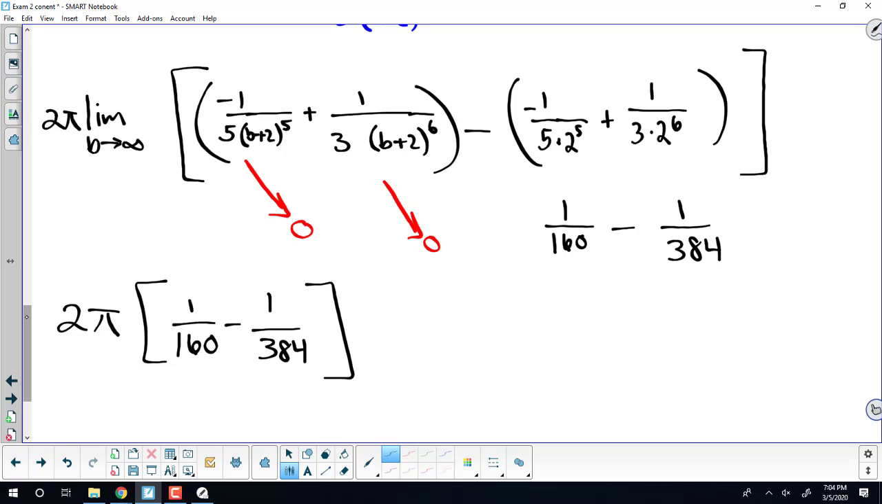What is that? Pi? Do you know that? I have left it as like pi over 80 plus pi over 96. Okay, no, whatever. There's your answer. Some variance to that. But it is finite. You have a finite area, or finite volume.